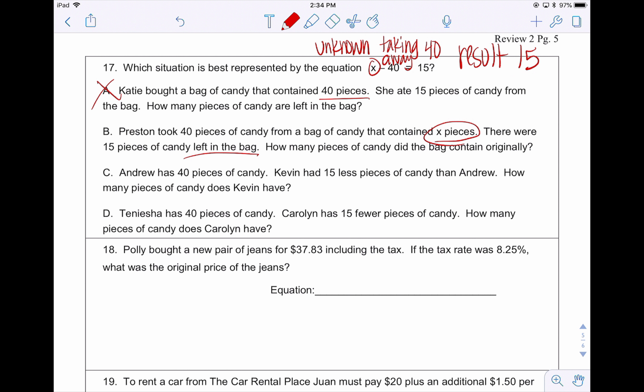C says Andrew has 40 pieces of candy. Kevin had 15 less than Andrew, so that would be 40 minus 15. That's not what we're looking at. D is very similar with different names. Tanisha has 40, Carolyn has 15 less than, and so that would not be the answer. So B is the only one where you take 40 away from an unknown, and there's 15 remaining.